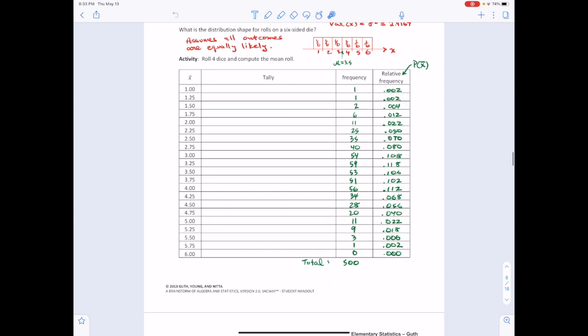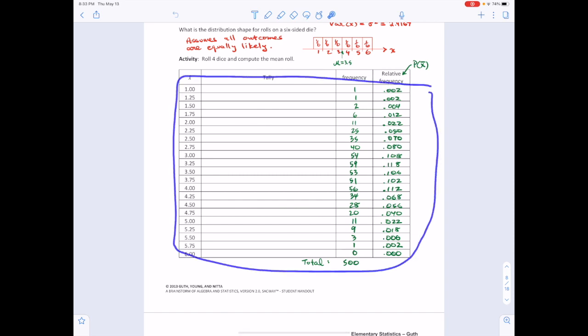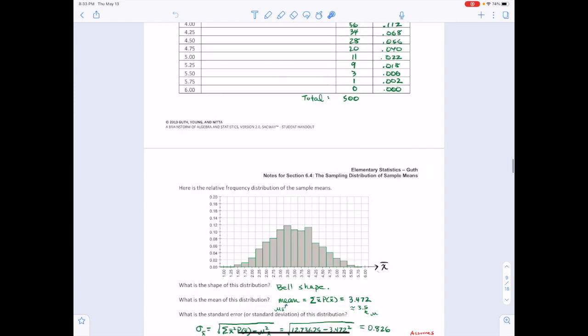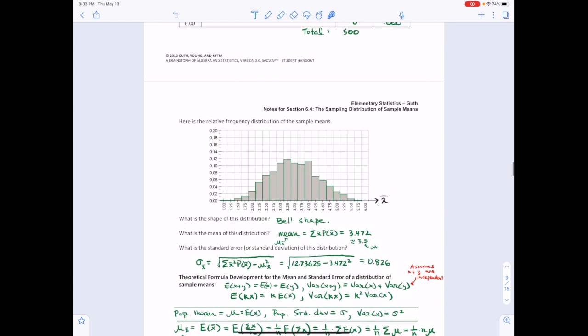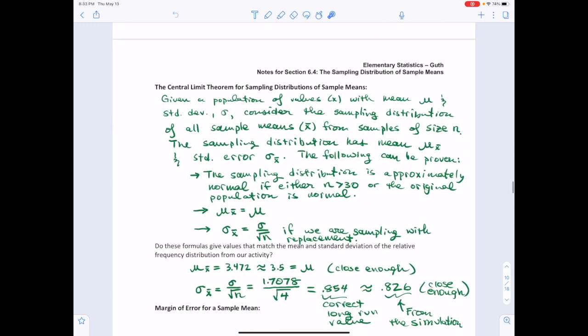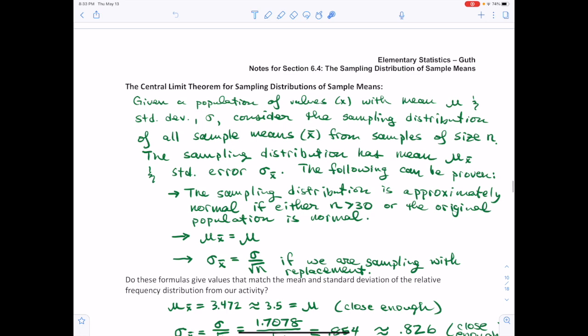But when you do averages from like 4 dice, not every outcome is equally likely. In fact, the most probable values are the ones in the middle. Those are the ones that happen more often. And that's why you get these bell-shaped distributions when you work with averages, and that's really common. Okay, so center, shape, and spread. Let's look at this thing we call the central limit theorem for sampling distributions of sample means.